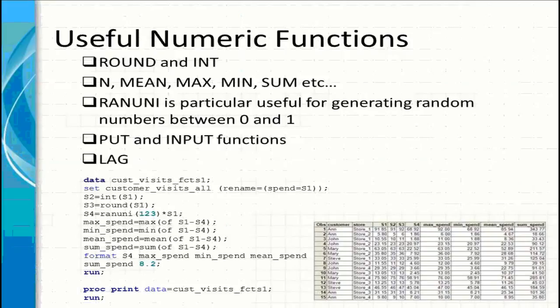You then got some stat functions such as mean, max, min, sum. RanUni is particularly useful if you're generating random numbers, and if you want to generate some observations randomly. Put and input are very useful to do some format conversions, so I do suggest you get familiar with those and look those up. And then the lag function, useful to compute differences between observations. So here's just a few useful functions, and they're the example which we'll go through later in the hands-on session, but really useful for you to have these in mind.